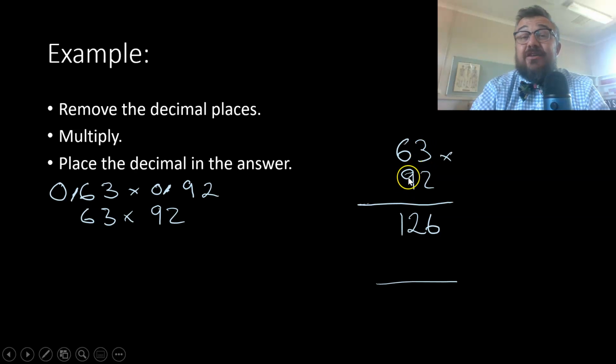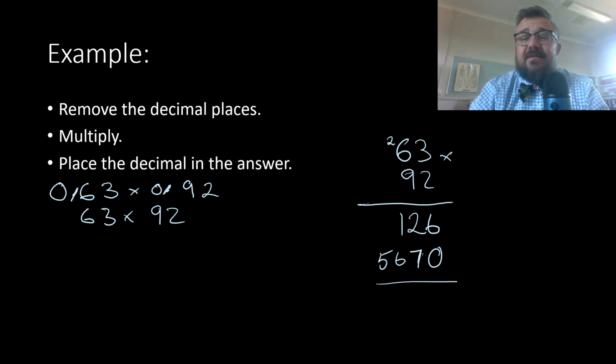Then we move to the next one, which is going to be 9 times 3, except see how this is now a unit of 10? This is a unit of 1s, this is a unit of 10s. So we put a 0 there straight away, just to let us know we're in our units of 10s. So it becomes 9 times 3, which is 27. And the 2 gets written up here. We don't write it here because we're going to add it. So it's now 9 times 6, which is 54, plus the 2 becomes 56.